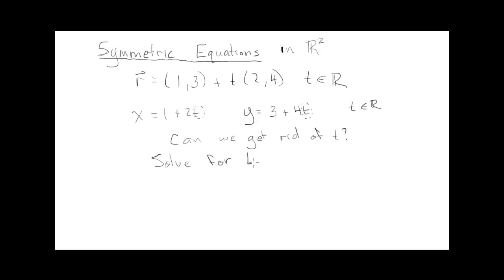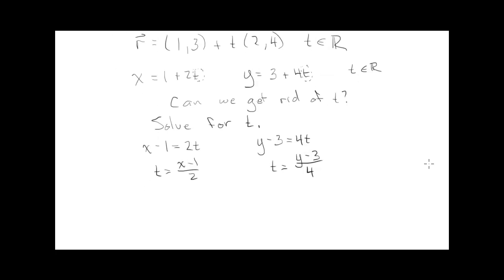on both equations. If I just rearrange this, x minus 1 equals 2t, so t is equal to (x minus 1) over 2, and then over here, y minus 3 equals 4t, so t is equal to (y minus 3) over 4. These things are both equal to t, but t must be the same. So let's equate these: (x minus 1) over 2 equals (y minus 3) over 4.